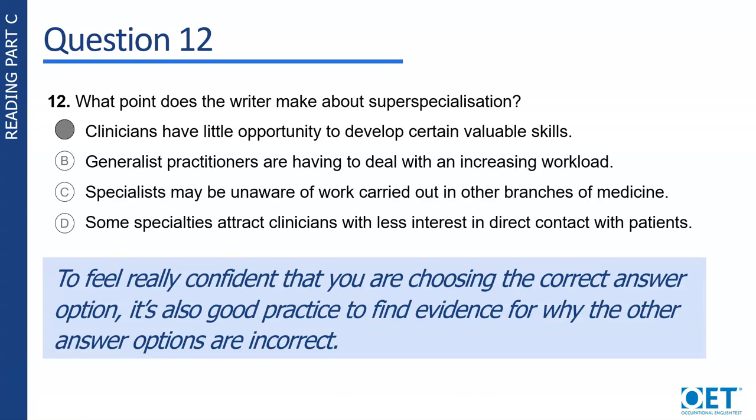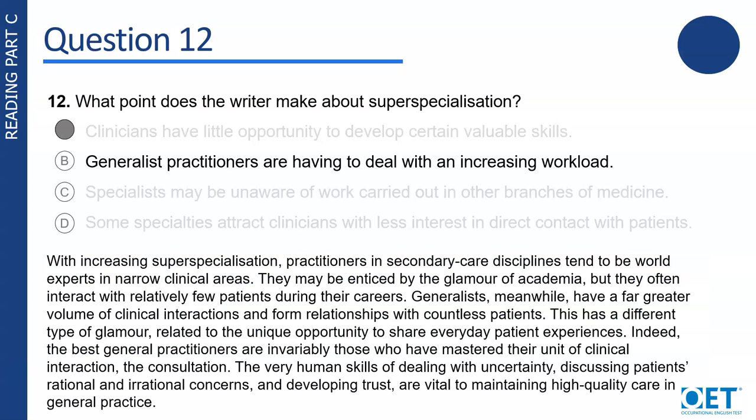To feel really confident that you're choosing the correct answer option when doing questions normally without knowing the answer in advance, it's also good practice to find evidence for why the other answer options are incorrect. It's slow work when you start out, but the more you do it, the more natural it becomes, and you'll soon be able to quickly check through all 4 options against the text to prove 1 is correct and 3 are incorrect. So option B, generalist practitioners are having to deal with an increasing workload.